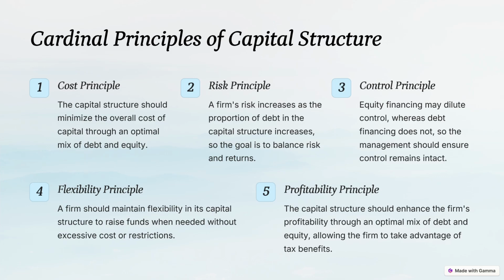The control principle explains that debt financing does not dilute ownership while equity financing does. Many family-owned businesses like Koch Industries prefer debt financing over equity to keep control within the family. This way, they avoid new shareholders, maintaining decision-making power within a closed group.